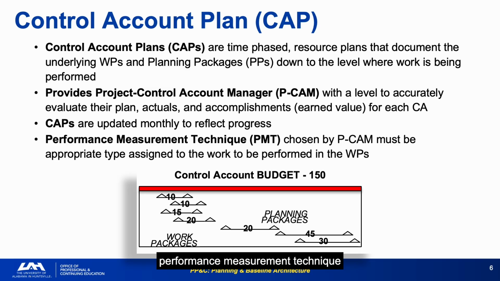The performance measurement technique assigned to each work package must be appropriate to the work, and that choice is made by the PCM, not the project controller. The PCM knows the work. The controller ensures the technique is applied correctly. The budget diagram here, work packages summing to control account budget with planning packages holding future scope, illustrates the architecture that makes the PMB credible. It is fully time-phased, fully scoped, and owned by the person doing the work.